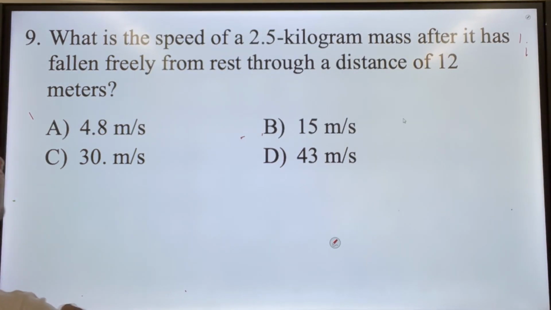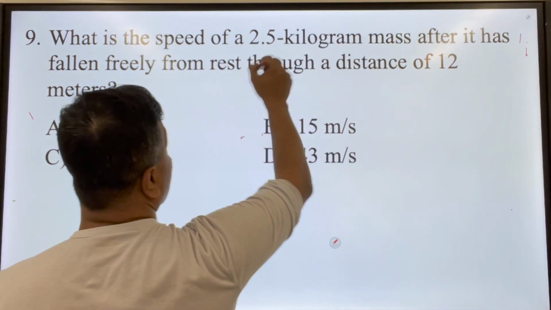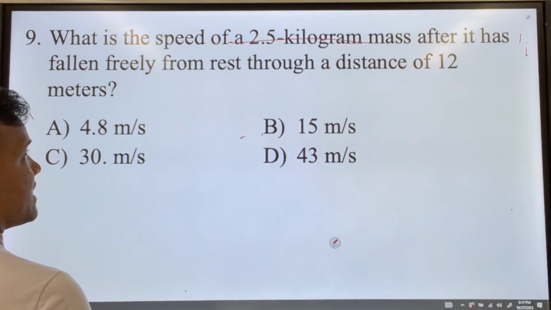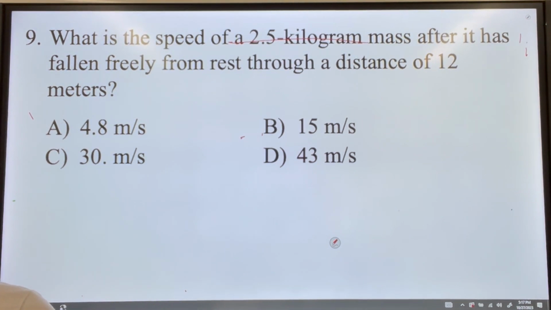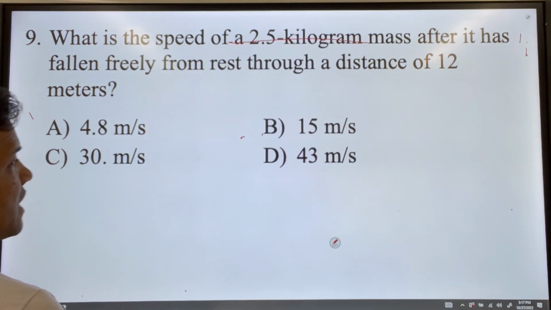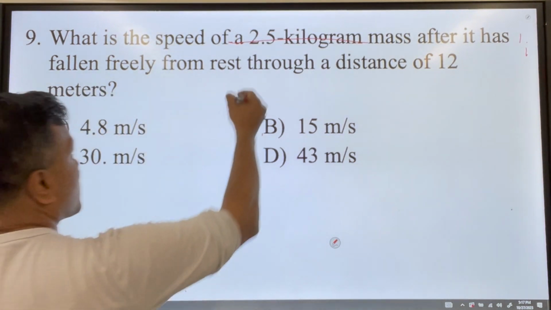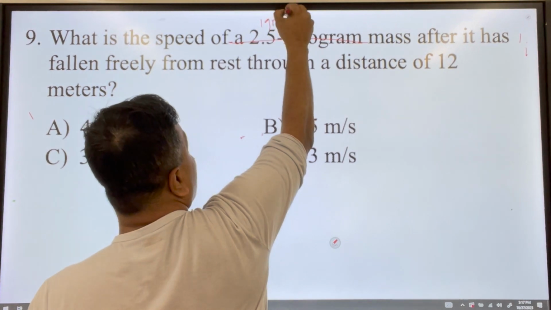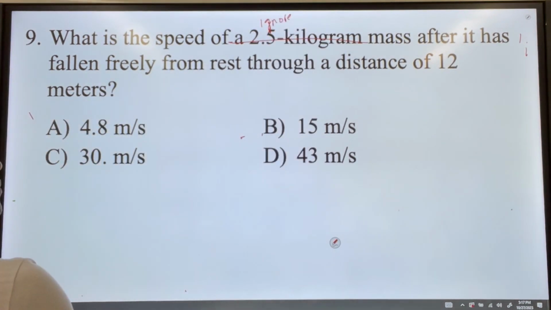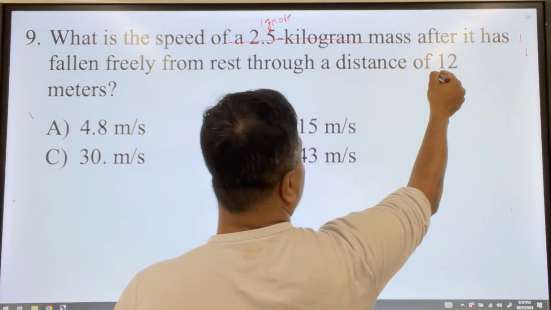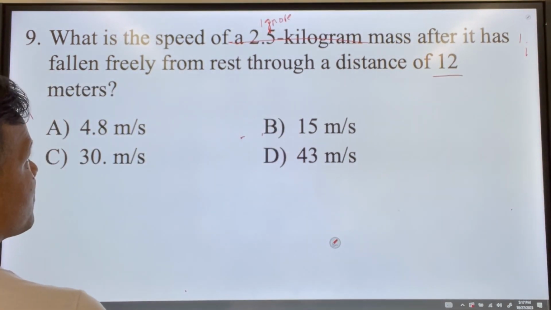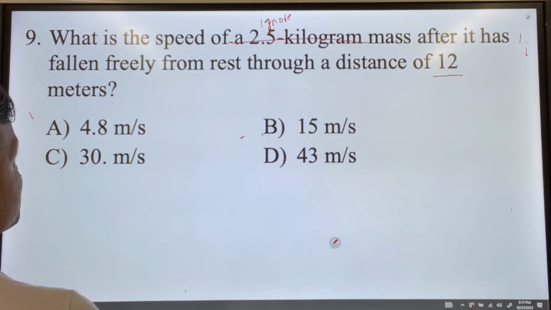Okay, so what is the speed of the 2.5 kilogram object? Galileo told us that the heavy object and light object fall at the same rate, touching the ground at the same time if they drop from the same height. So we're going to totally ignore what you're dropping. It doesn't matter what you're dropping. If the object falls 12 meters, what is the speed after it has fallen?